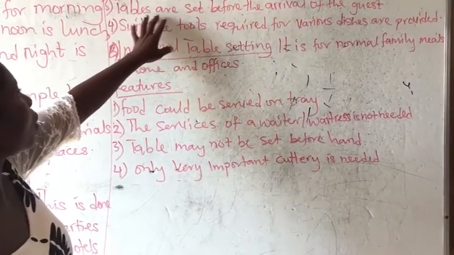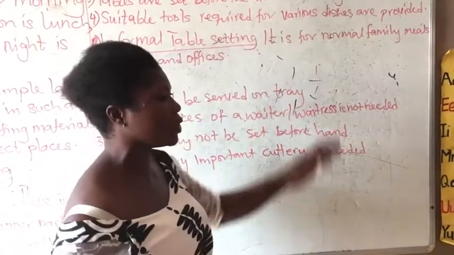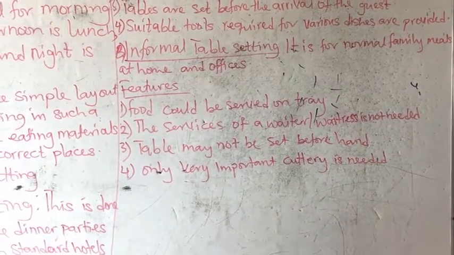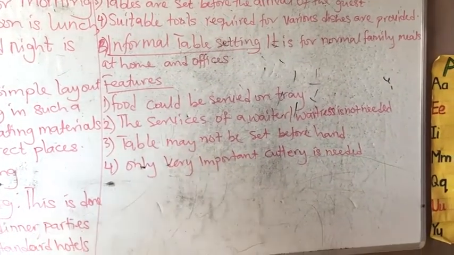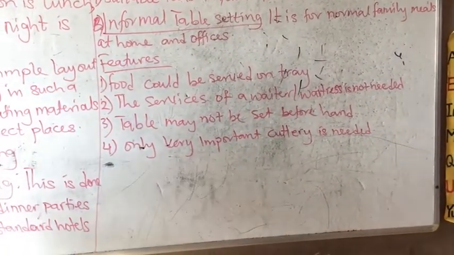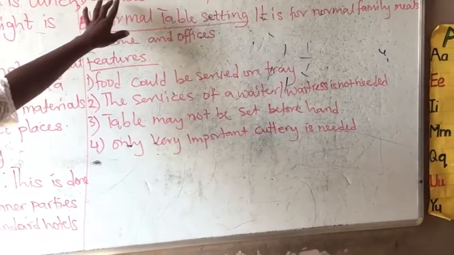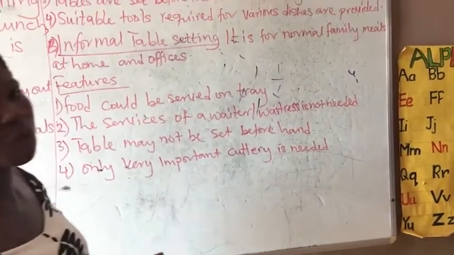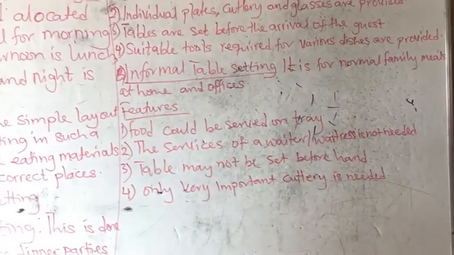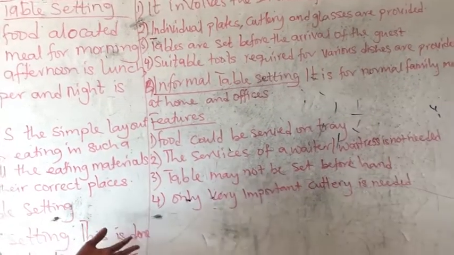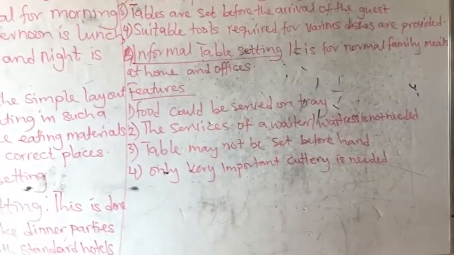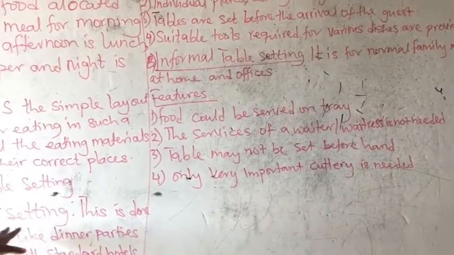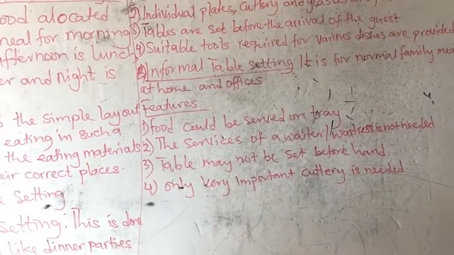And the third one, tables are set before the arrival of the guest. Yes, before you arrive at the place of the party or at the place of enjoyment, you realize that the tables are set. That boosts your appetite. Suitable tools required for various dishes are provided. If it is rice and stew you are going to take, all the tools for the eating of that dish are provided in their correct places, as we talked about in setting.